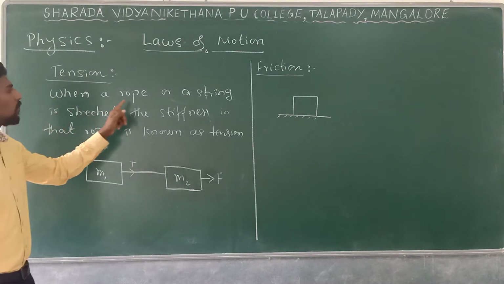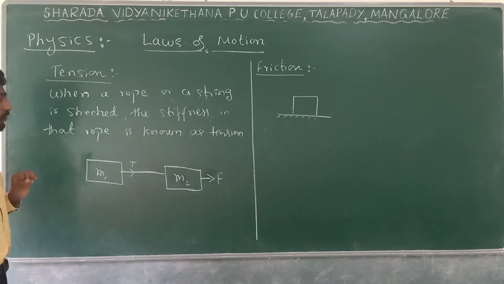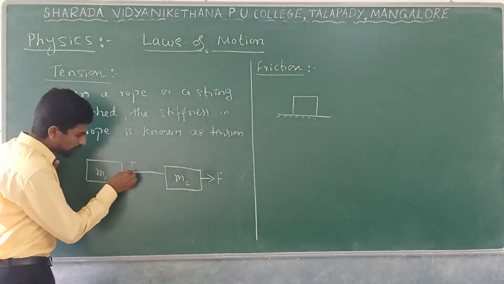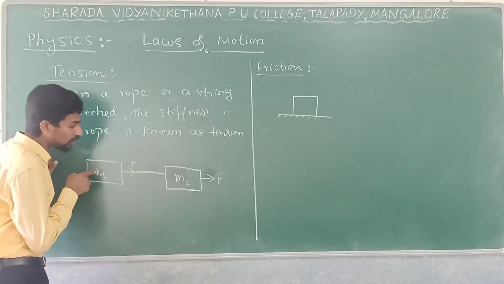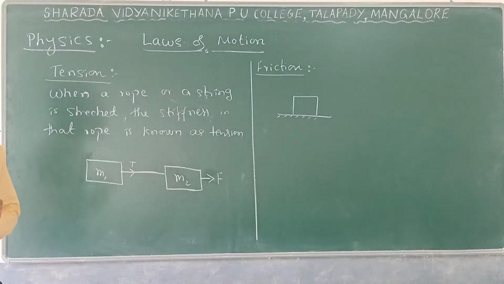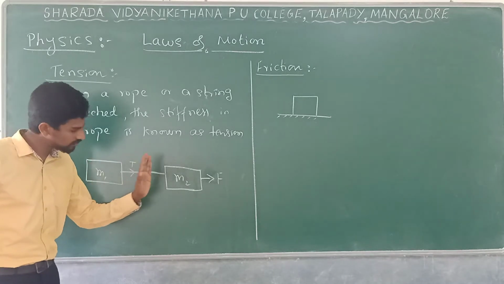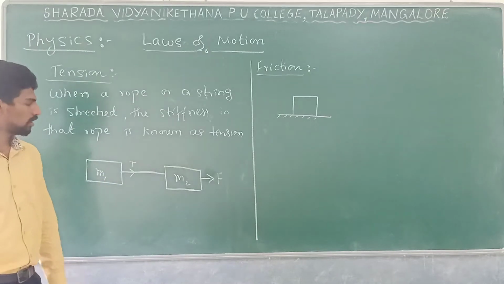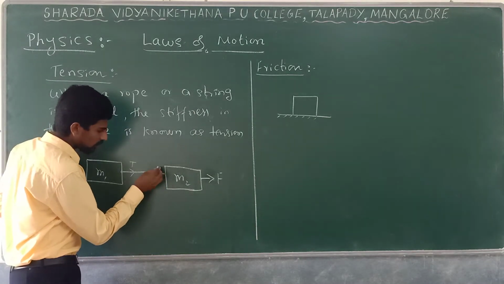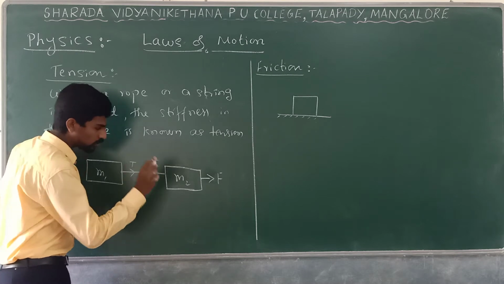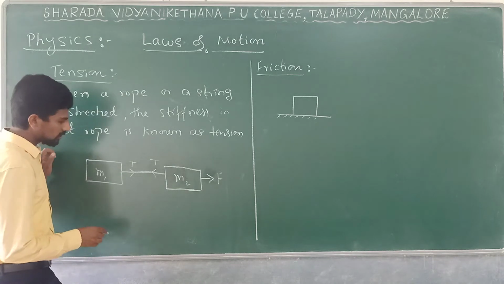So here when a rope or a string is stretched, the stiffness in that rope is not tension, stiffness. Now here one force is that tension T in this string, because of that M1 is moving. See here, T is in this direction for this M1. Now I am taking same T in the opposite direction for this M2. So here some logic is there.